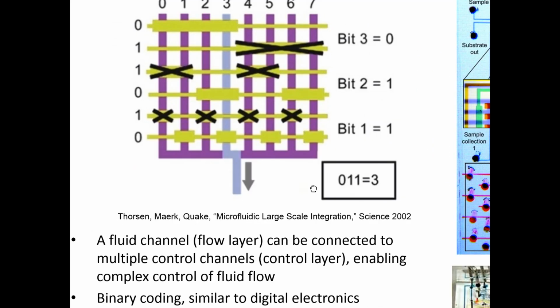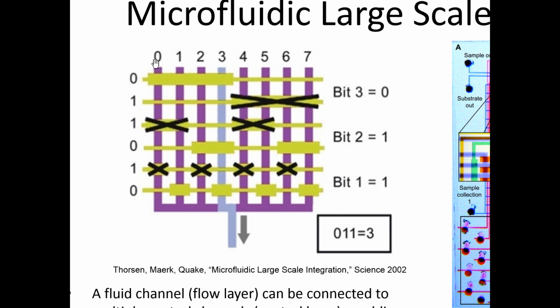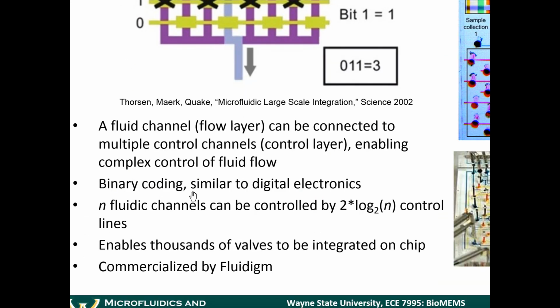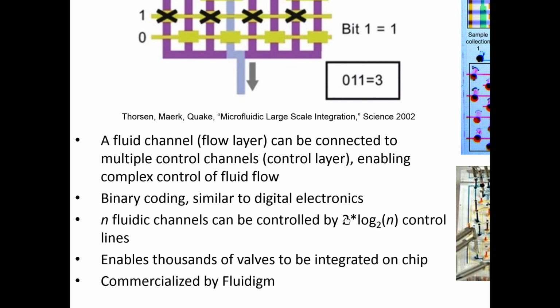Ordinarily, if you had 8 fluid channels and we didn't use the binary multiplexing scheme, we would need 8 gas control channels, right? 1 for each fluid channel. But with this Quake scheme, n fluidic channels can be controlled by 2 times log n control lines. So when your n becomes very large, when you have many fluid channels, the number of control lines that you need is only 2 log n. So it really saves you in terms of the number of control channels.